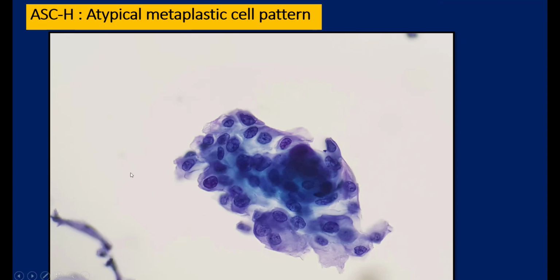In this particular picture of ASC-H with the atypical metaplastic cell pattern, we again find cells which otherwise look like metaplastic cells, show some degree of chromatin abnormalities, some degree of nuclear membrane irregularities. We are not absolutely certain whether we can call this, or we are not confident enough to call this HSIL. So we just stop short and call it ASC-H.